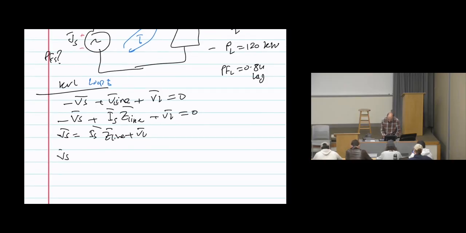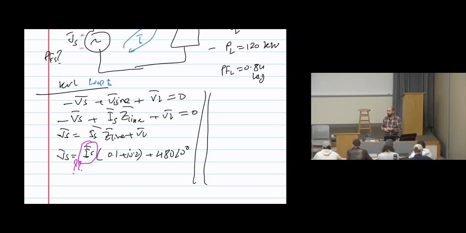Let's substitute the values that we know. I source is unknown, but Z line is given as 0.1 plus j0.2, plus V load, which is 480 angle 0 degrees. Looking at this equation, the only unknown is I source, right? We don't know I source. So our target is to figure out a way to calculate I source, then we can find V source easily using this formula. Now, the challenge is how to find I source.